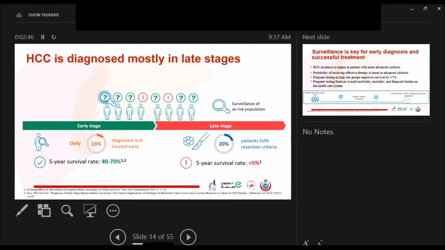Why is surveillance important? HCC is a silent disease. According to the study, if I succeed in diagnosing a patient in early stages, the 5-year survival is about 40 to 70%. But if it is discovered in late stages, this percentage drops to less than 5%, with only 20% of patients fulfilling resection and curative options.